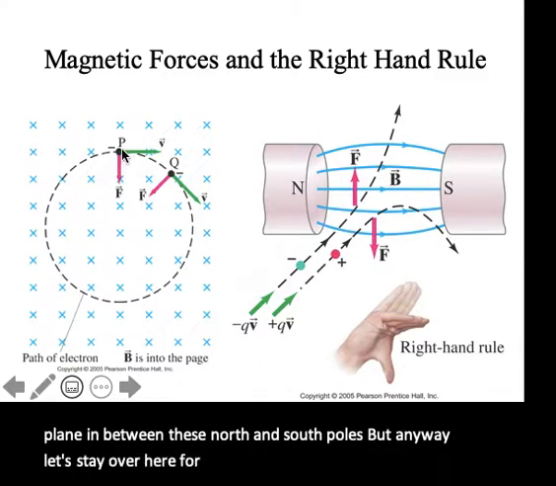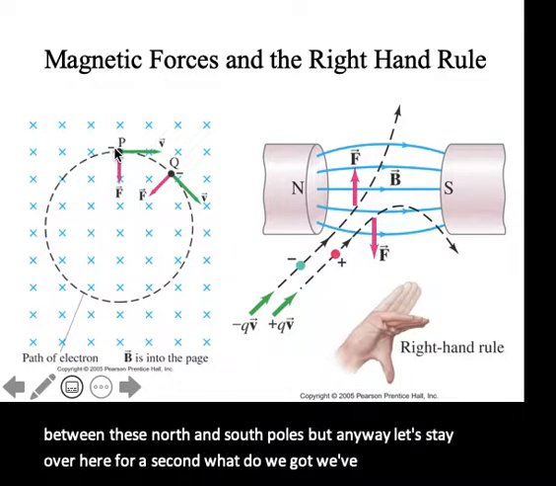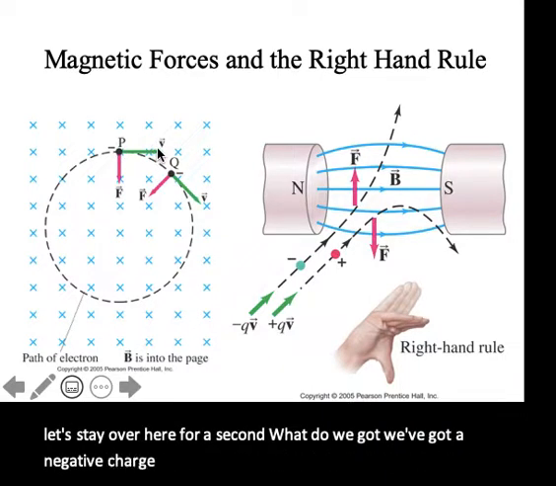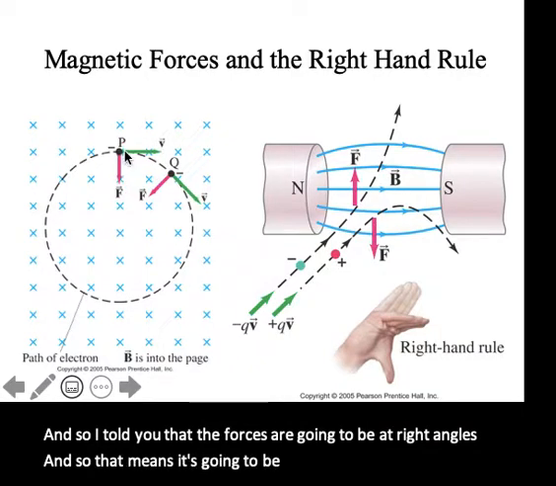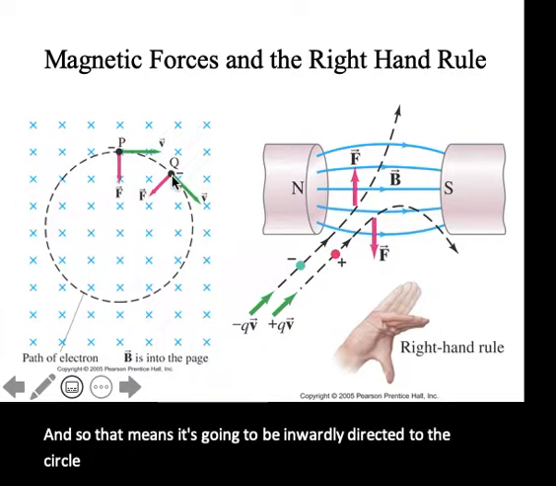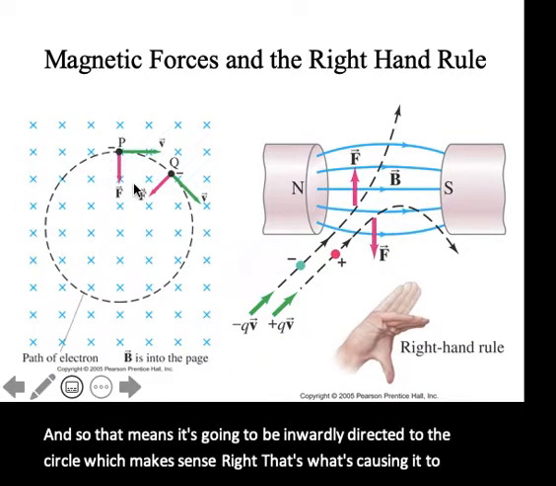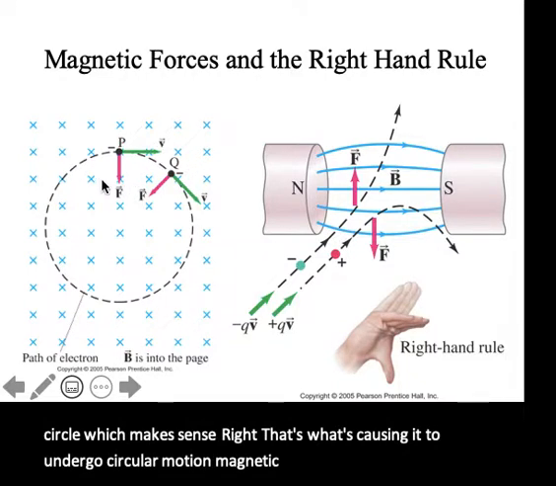All right, what do we got? We've got a negative charge that has a velocity to the right at point P, and I told you that the forces are going to be at right angles. That means it's going to be inwardly directed to the circle, which makes sense. That's what's causing it to undergo circular motion. Magnetic forces are centripetal by their very nature.